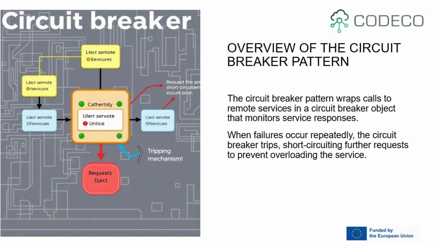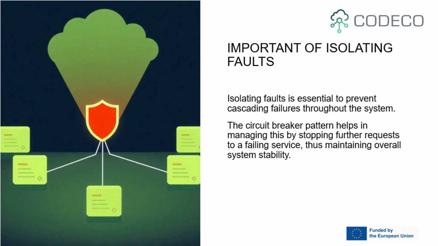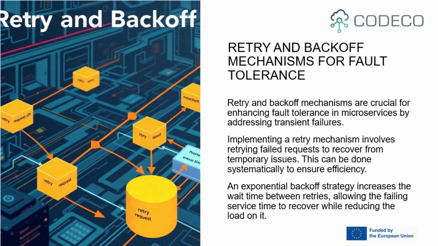When the service fails repeatedly, the circuit breaker trips and subsequent requests are short-circuited, preventing further requests from being sent. This pattern helps in isolating faults, reducing cascading failures, and provides the application with the ability to handle failures gracefully. Isolating faults is essential to prevent cascading failures throughout the system. The circuit breaker pattern helps in managing this by stopping further requests to a failing service, thus maintaining overall system stability. 2. Retry and backoff mechanisms.